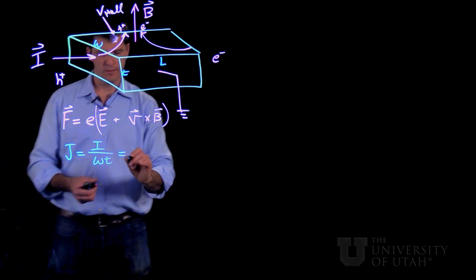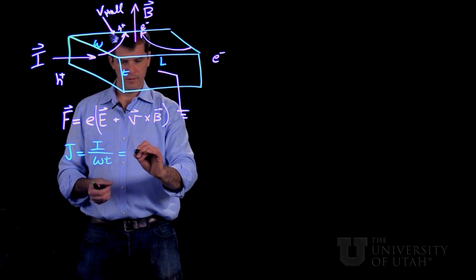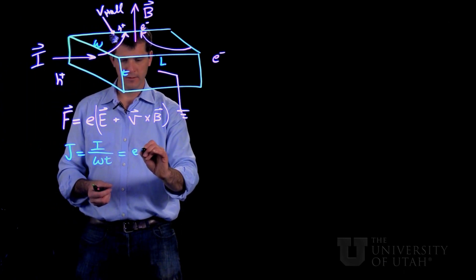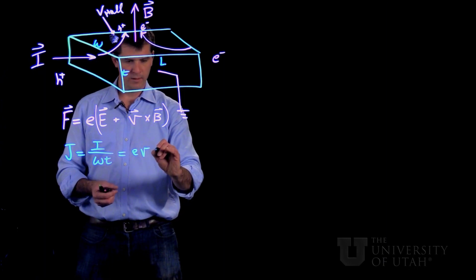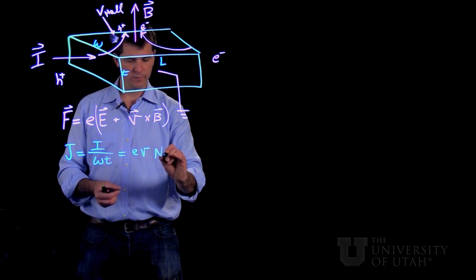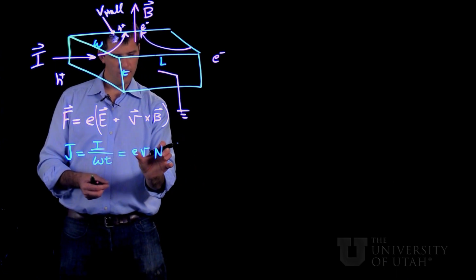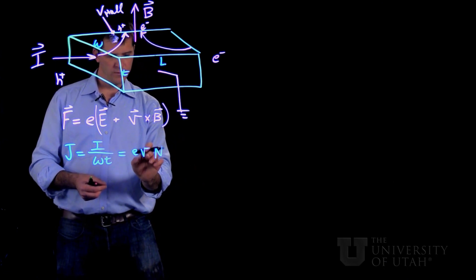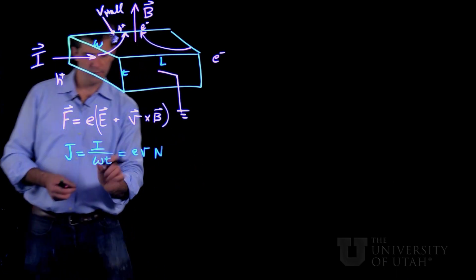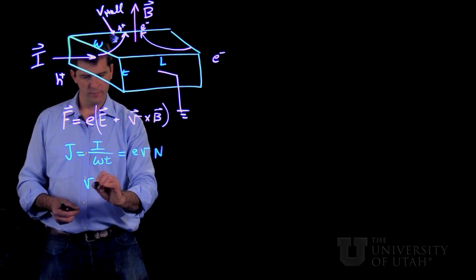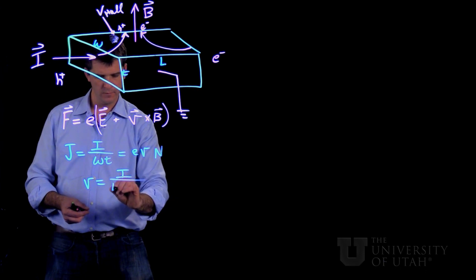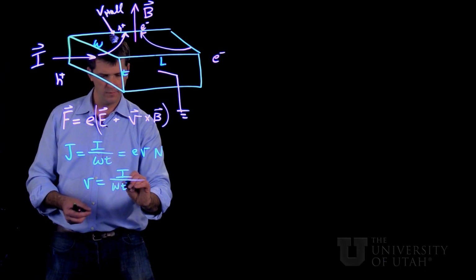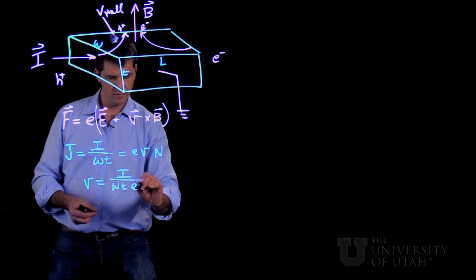And this is also going to equal the electron charge times the velocity of the carrier times the number density per cubic centimeter. So solving for the velocity, we can move these over here and get that our velocity is equal to our current over W T times e N.